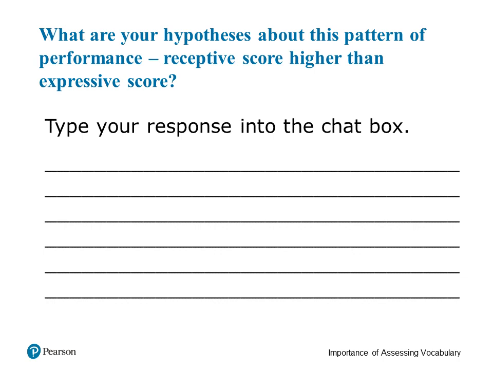So let's have you give me some of your hypotheses about a pattern of performance that indicates receptive scores are higher than expressive scores. I'm going to type a little bit into the chat box giving me some indication. Might indicate word retrieval difficulties. A lot of people are saying that. Yes, yes. Word finding difficulties, articulation difficulty, English language learner, delayed expressive language, okay, apraxia.